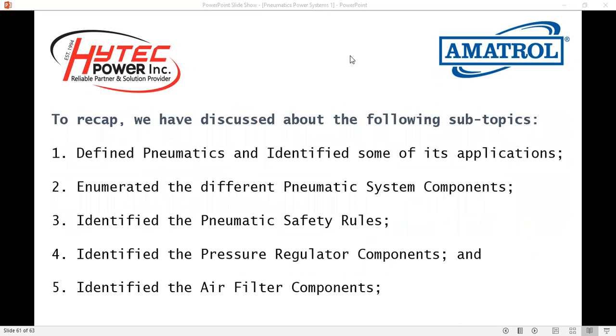To recap, we have discussed the following subtopics. We have defined pneumatics and identified some of its applications. We have enumerated the different pneumatic system components. We have identified the pneumatic safety rules. We have identified the pressure regulator components, and also we have identified the air filter components.